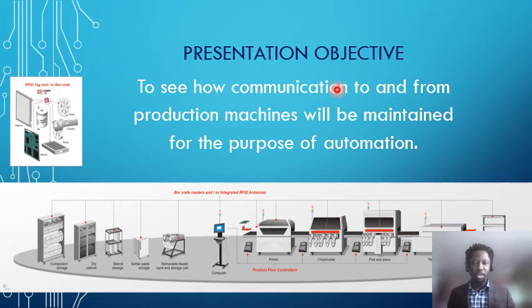Our presentation objective. What is our presentation objective? In this presentation, we are going to see how communication is going to be made to and fro from production machines, and how they are going to be maintained for the purpose of automation. In order for us to track, trace, and control materials in the factory environment, the materials need to be identified with a unique identifying label, which is the UID.